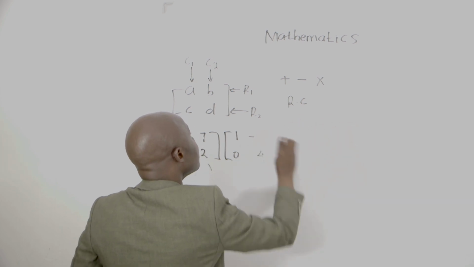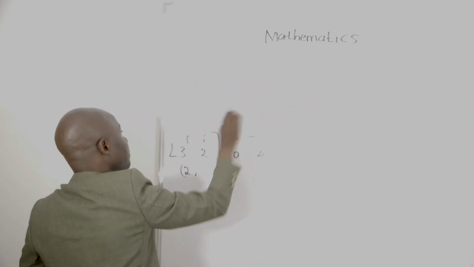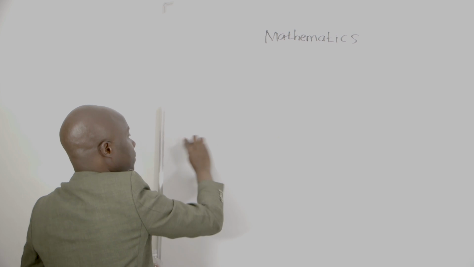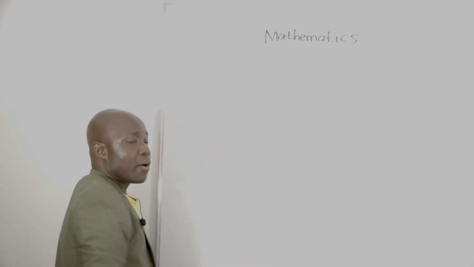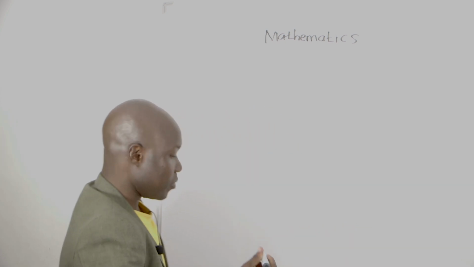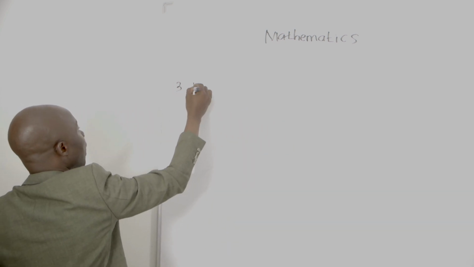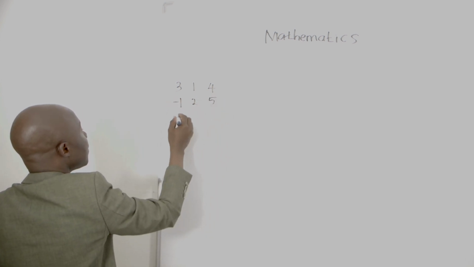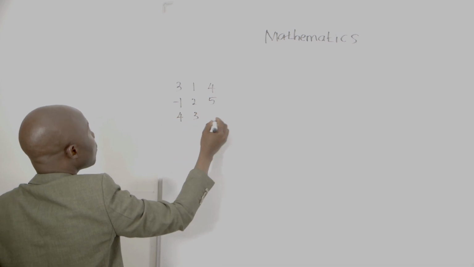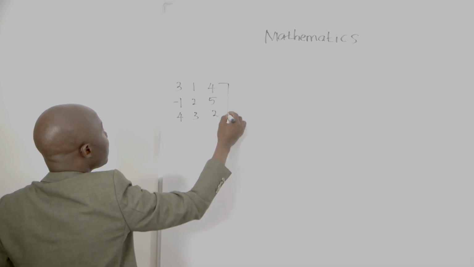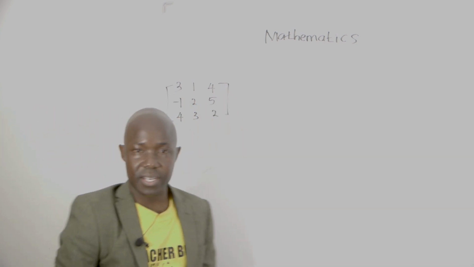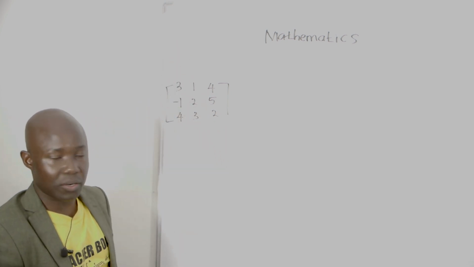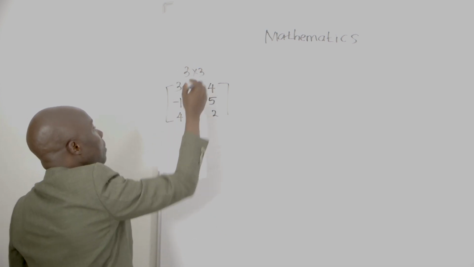Allow me to rub this part. Now when we have a 3 by 3 square matrix, somebody can give you 3, 1, maybe 4, -1, 2, maybe 5. Then you get 4, 3, maybe 2. Now if this is the matrix that we have, that's a 3 by 3, because we have 3 columns and we have the 3 rows. So we simply call this one a 3 by 3 matrix.